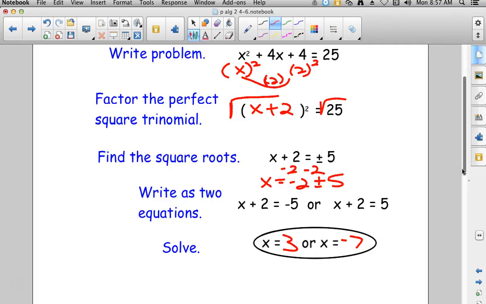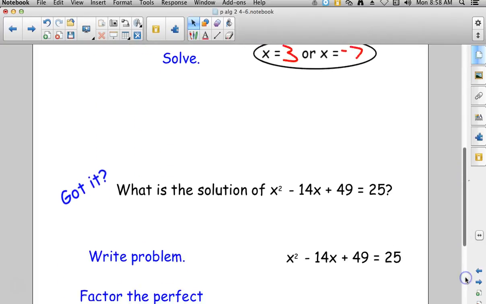So, could we have shoved the 25 on the other side and factored this? Yes. Would it have been more difficult? Yes, it would have been. That's the whole reason we want to watch for these perfect square trinomials. We want to factor those and see that, hey, this is a little easier by finding the square roots.